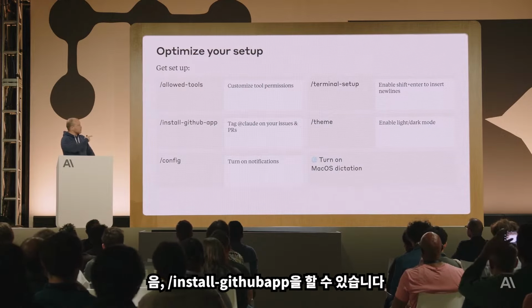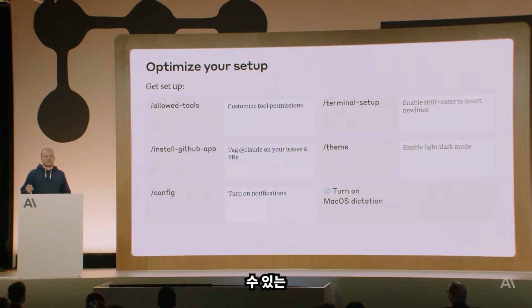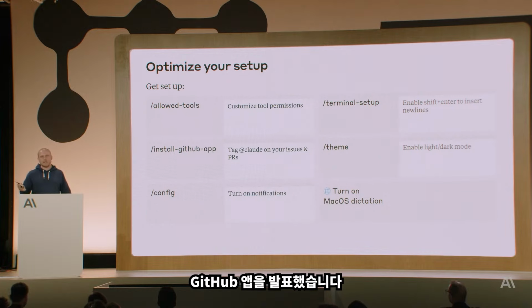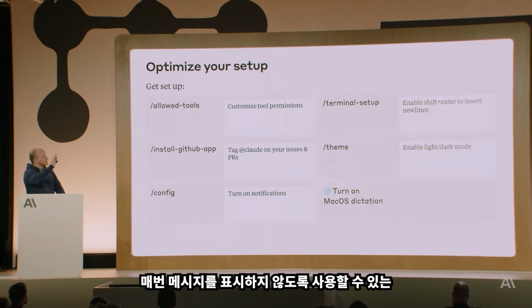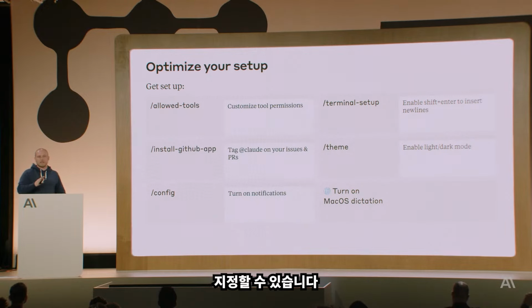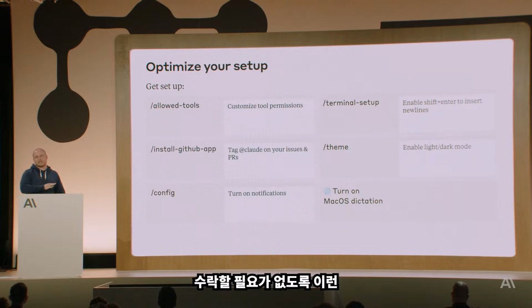You can do /install GitHub app. So today we announced a GitHub app where you can mention Claude on any GitHub issue or pull request. So to install it, just run this command in your terminal. You can customize the set of allowed tools that you can use so you're not prompted for it every time. This is pretty convenient. For stuff that I'm prompted about a bunch, I'll definitely customize it in this way so I don't have to accept it every time.